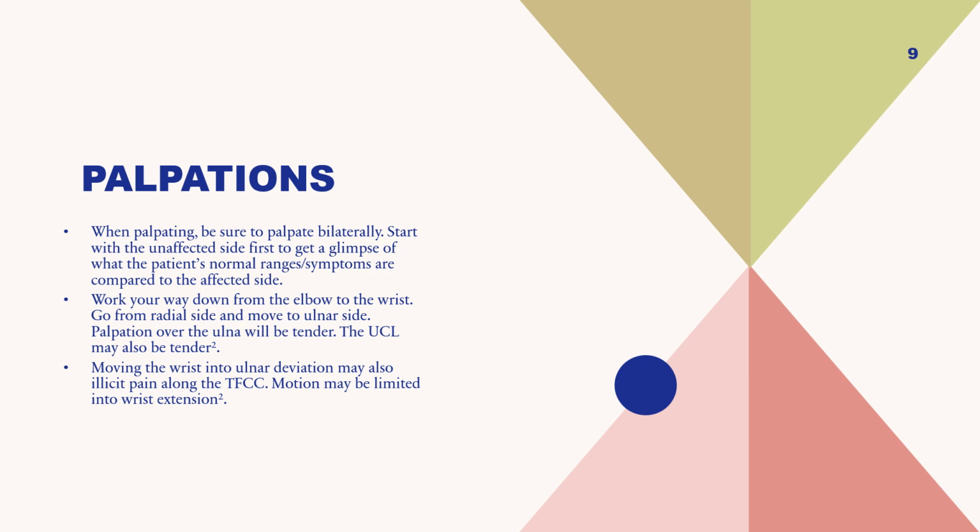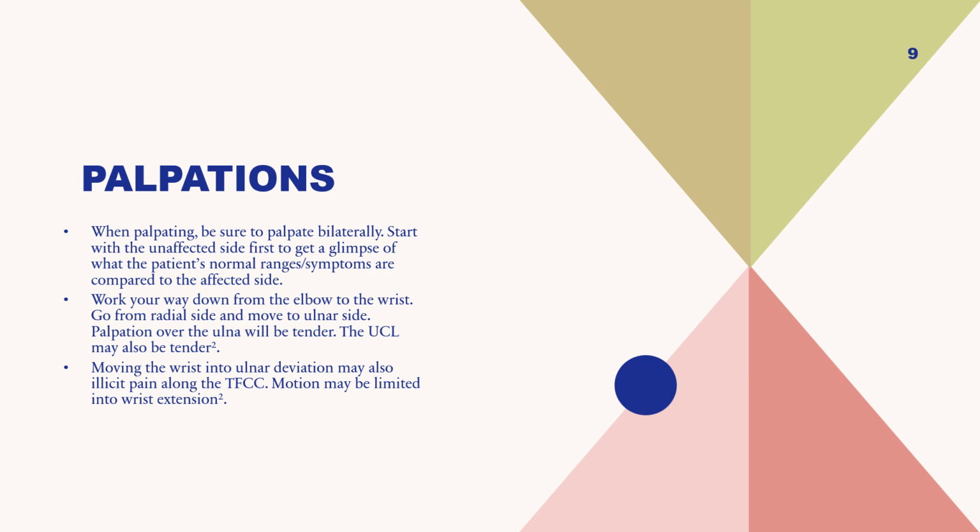So when palpating, you have to be sure to palpate bilaterally. You start with the unaffected side first to get a glimpse of what the patient's normal range or symptoms are compared to the affected side. You work your way down from the elbow to the wrist. So you go from the radial side and move to the ulnar side, and then you palpate over the ulna. When you palpate over the ulna, it will possibly be tender. The UCL may also be tender.